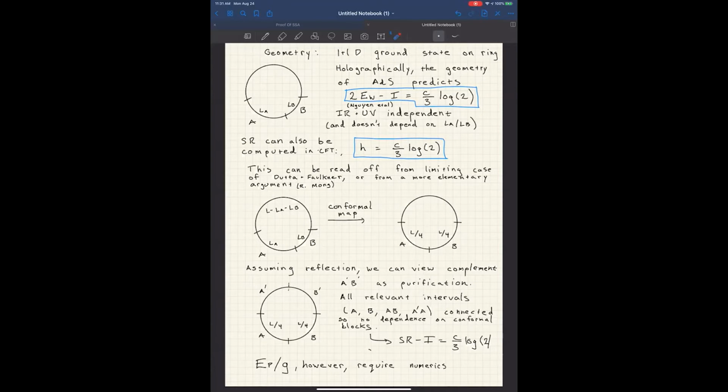So if you just work out the geometry of AdS, you can compute the entanglement wedge cross section. You find that 2EW minus I, which is this quantity we're calling either G or H, is equal to C over 3 log 2, irrespective of the size of the ring or the lengths of the segments. This is convenient because unlike something like mutual information or the von Neumann entropy, where there's logarithmic dependence on the sizes and you learn about C from the scaling, here it's just a constant independent of the IR and UV cutoff.